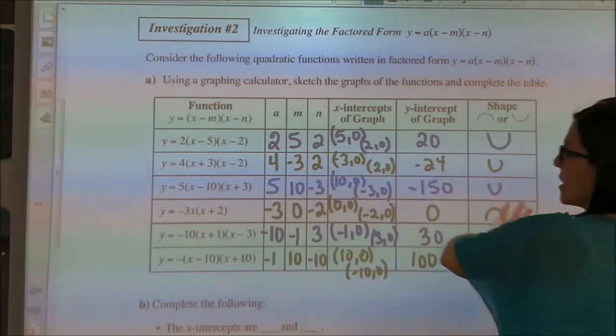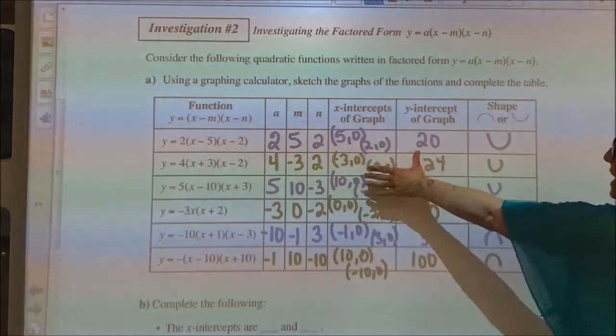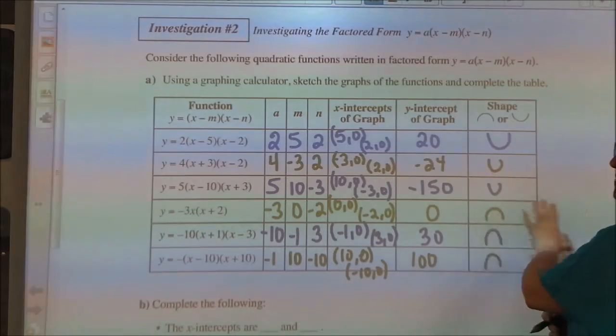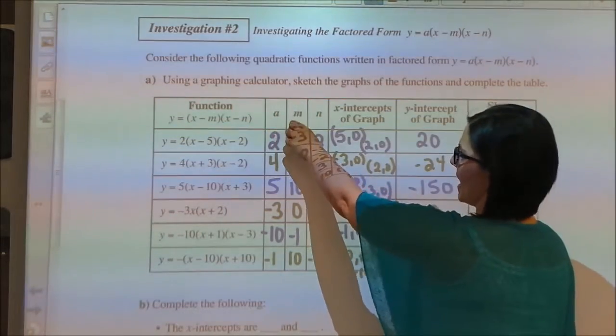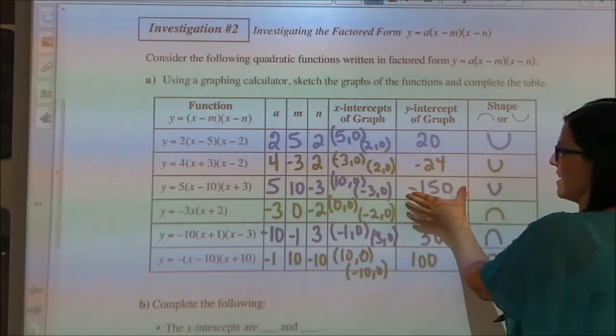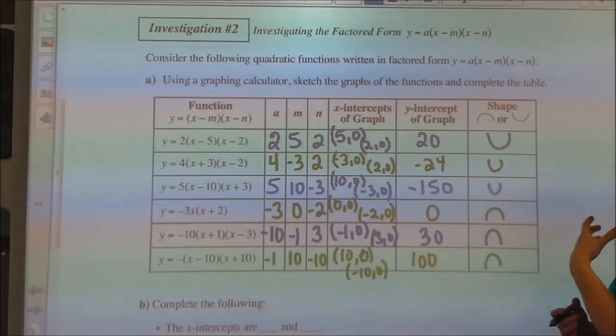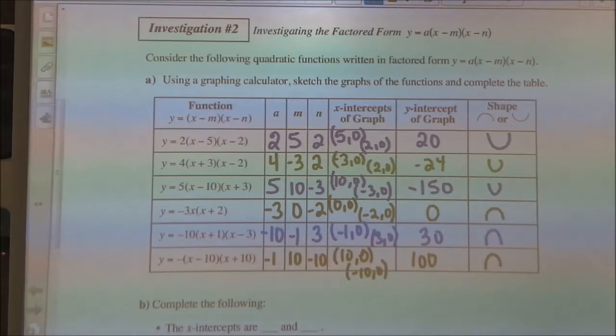So what we're looking for is a pattern between the equation and the x and y intercepts and the shape. So what these a, m, and n values do to the graph as opposed to having to graph it all the time, because when I get into things like having a y-intercept of negative 150, that takes a lot more time on my calculator to graph, and it can be a little bit more time-consuming or stressful to try to find that intercept.